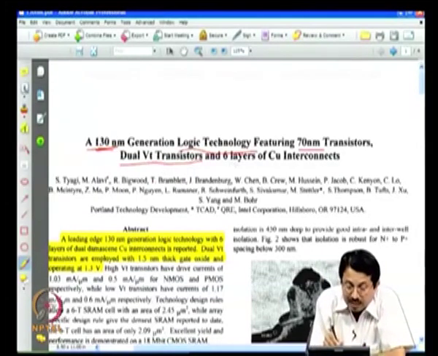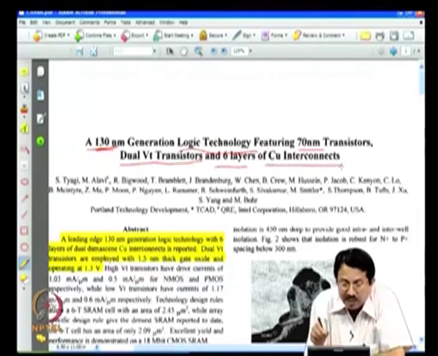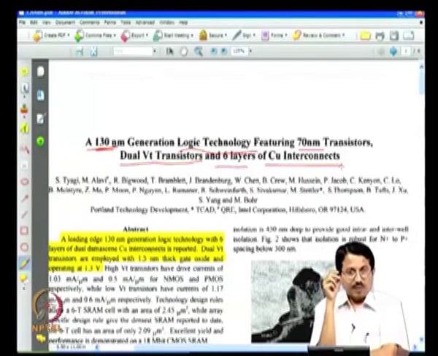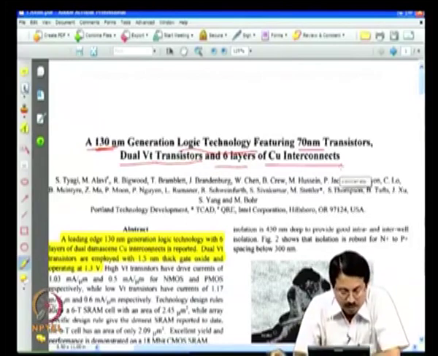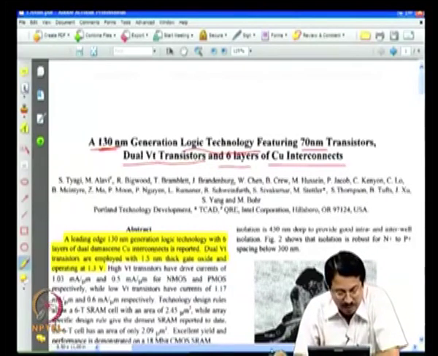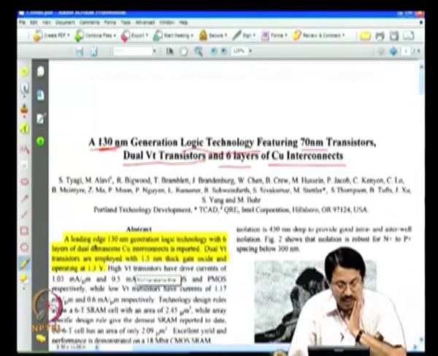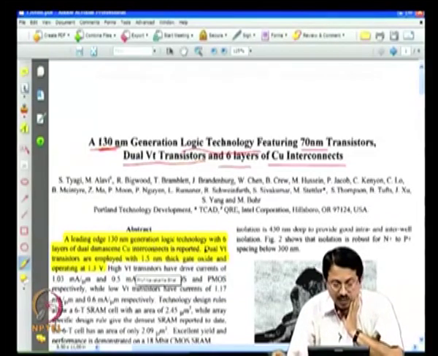And what else? 6 layers of copper interconnects, a big departure now from aluminum to copper, because this is the only way to scale the interconnects. Very briefly maybe we will look at the issues in interconnect scaling, but let us get started. A leading edge 130 nanometer generation logic technology with 6 layers of dual Damascene copper interconnects. Dual Damascene is a particular process sequence which is used to realize copper interconnects, right. We will not really go over the details of that process sequence.